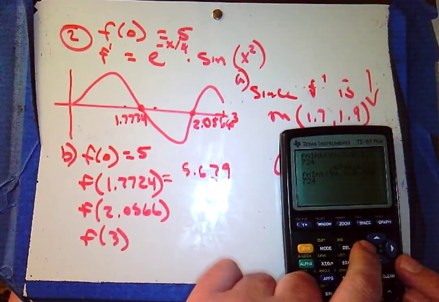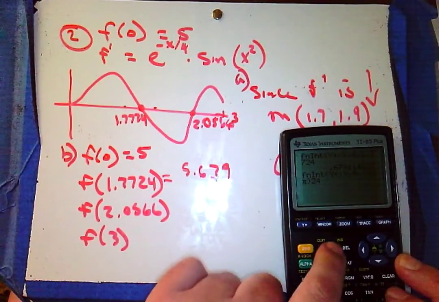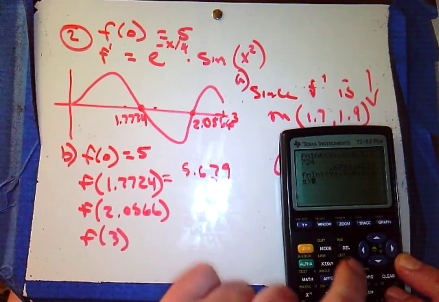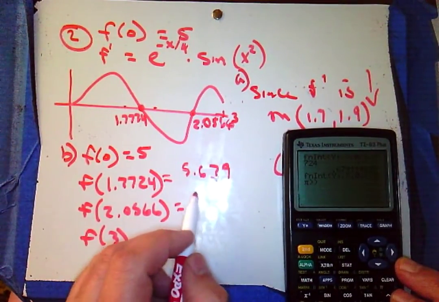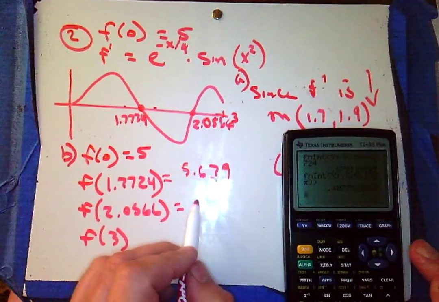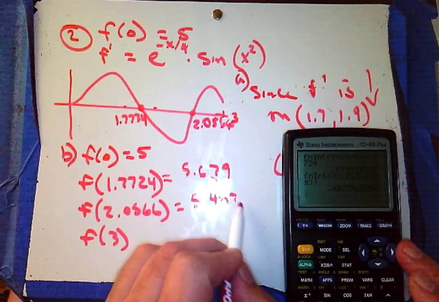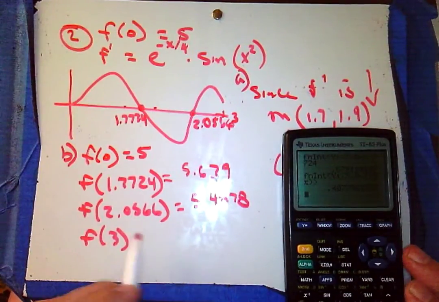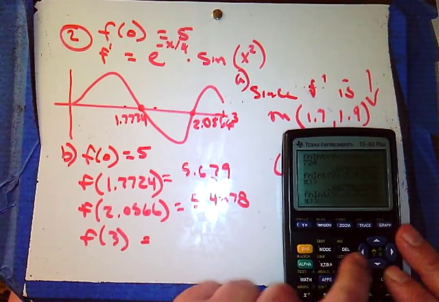And I'm going to repeat the process, but this time with my other second entry, square root of 2 pi. You could certainly type in a decimal approximation for this, and that would be fine. And that equals, don't forget we want to add 5 to that, 5.4078.